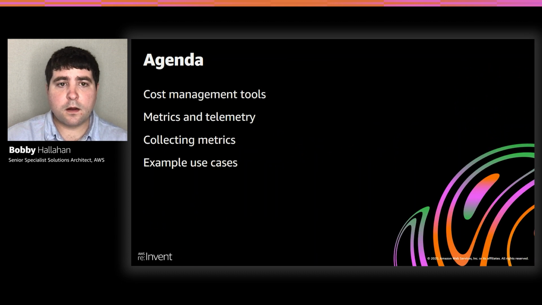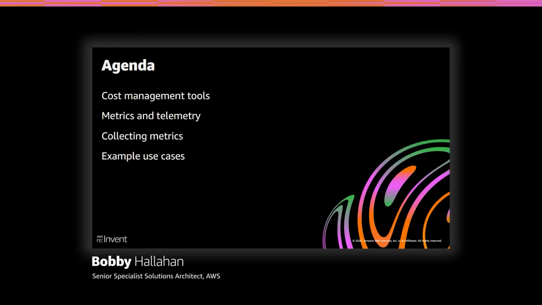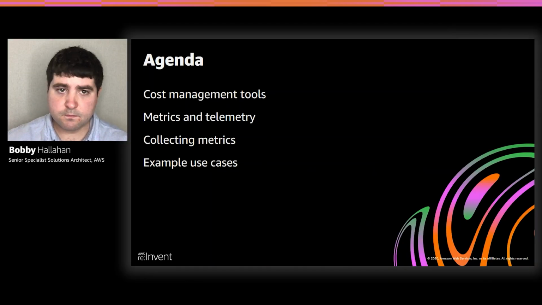So first, we'll start talking about cost management tools. We'll do a quick summary and review of the existing ones we can find in the console. Then we'll start speaking about metrics and telemetry, specifically about when combining those two, we can drive powerful cost insights. We'll look at different ways we can go about collecting metrics and an example of how we would do that and then combine that with our existing cost data. And then we'll discuss some example use cases on where we could apply this methodology elsewhere.